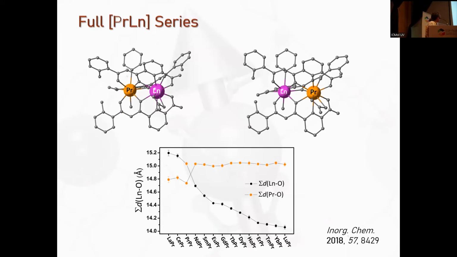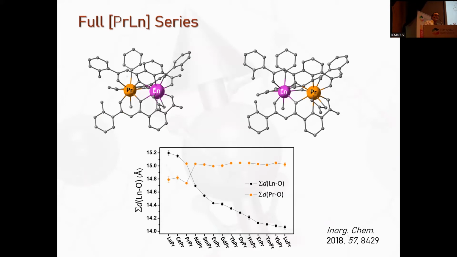These are the bond distance parameters for the praseodymium homometallic. So as I mentioned before, we have two types of distances, in one position and in the other. When praseodymium is together with a larger metal, with a lighter metal, it takes the position of the small metal and lets the other metal go to the large position. Now, as soon as we combine praseodymium with a heavier metal, a smaller one, it just takes the position of the large metal this time and lets the other position go to the small metal.